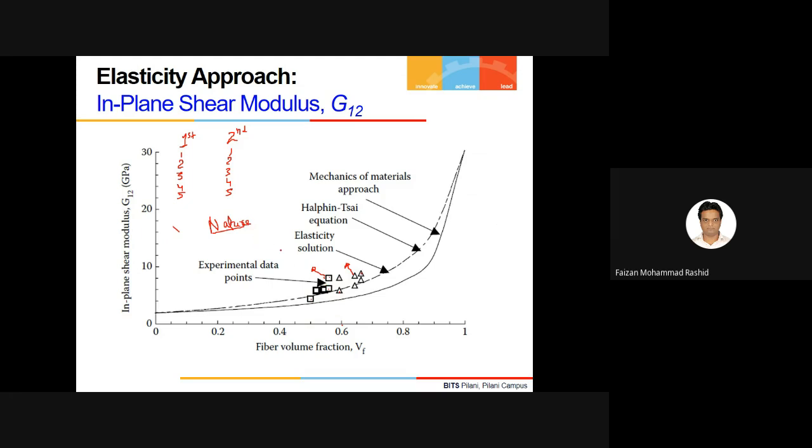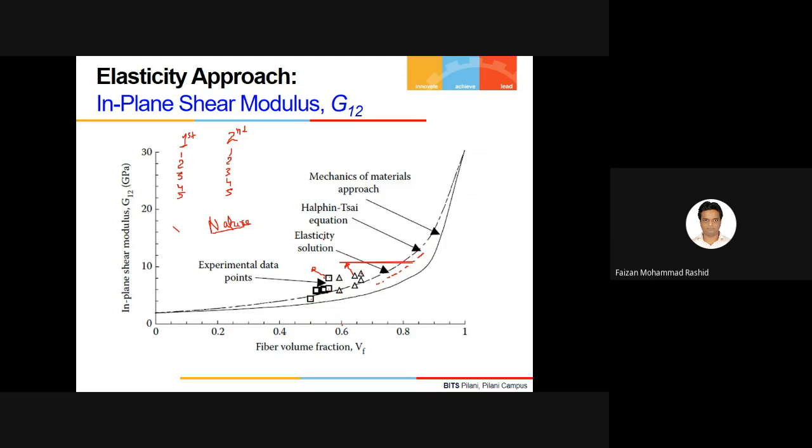We have to accept this, and this is the acceptance you see here. Now you see what the prediction is that you are going to get out of this one. This I was getting from the mechanics of material approach, very far away from the experimental data. And where is the Halpin-Tsai? I think I'm not able to show it here. Somehow it is not shown here.